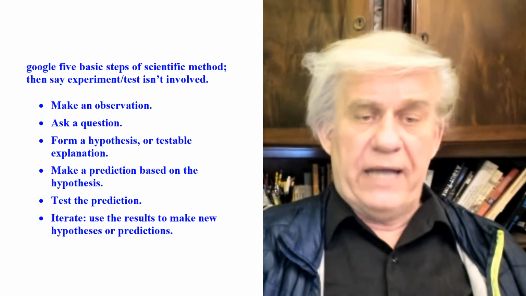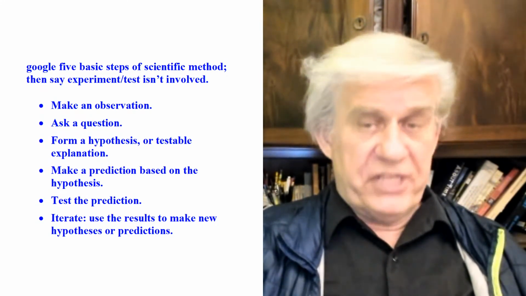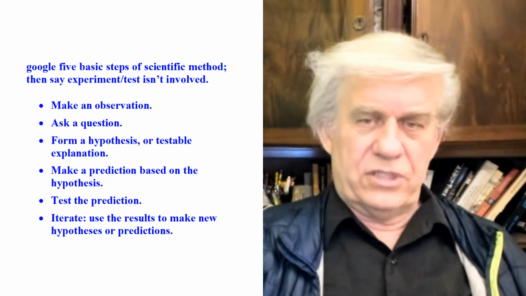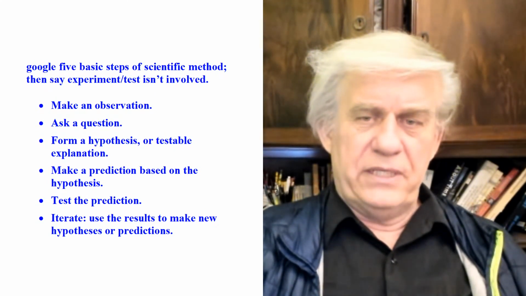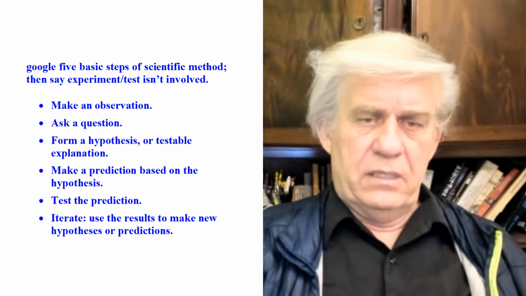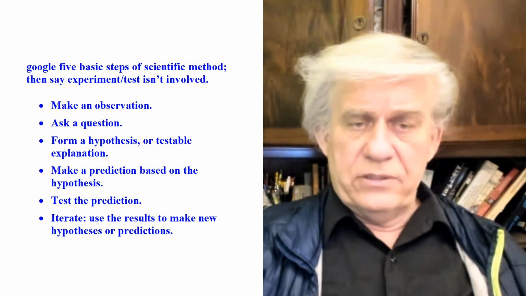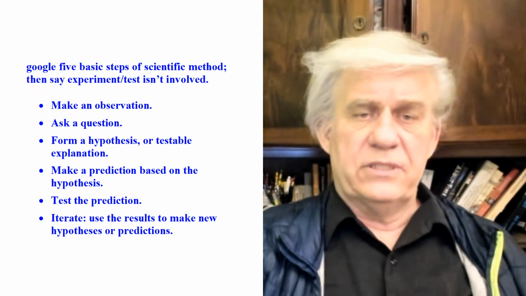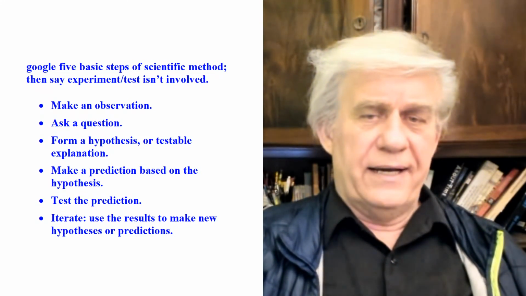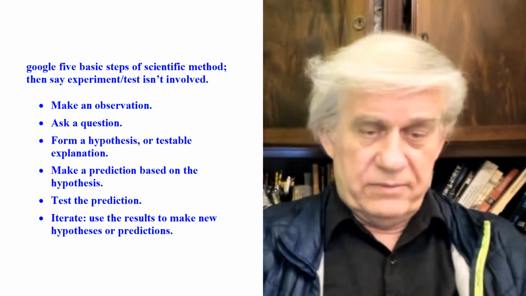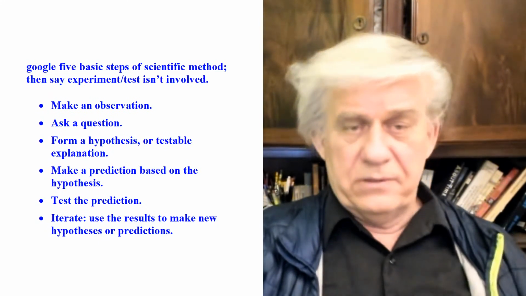Based on the hypothesis, test the prediction. We're going to test a prediction that the stars are going to cause you to be nice or good or bad? Is that the prediction we're looking at? Or that my horse is going to win on Sunday? Iterate. Use the true results to make new hypothesis or prediction. Okay, so these are the 5 steps according to what we find out there. This is what I Googled. He asked me to Google. That's what I Googled.